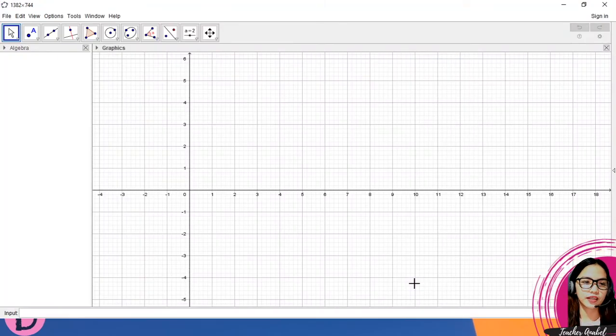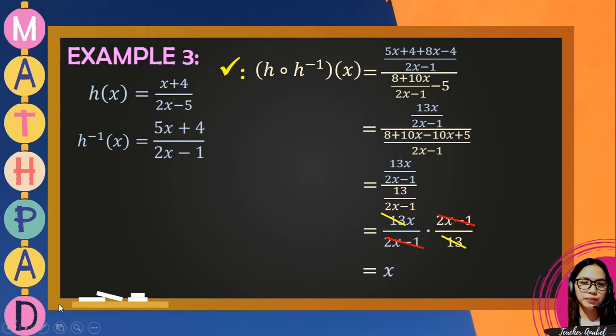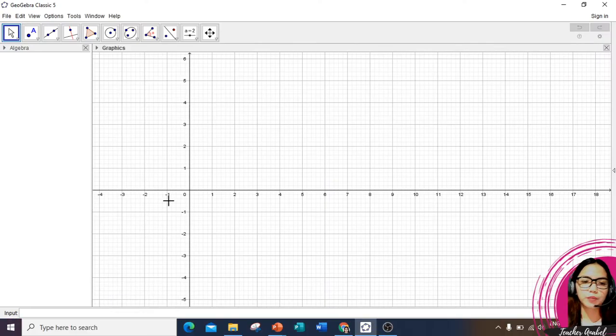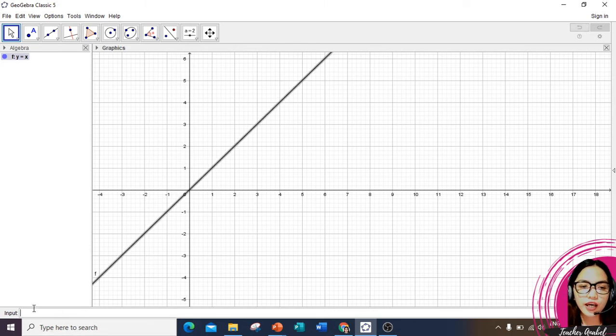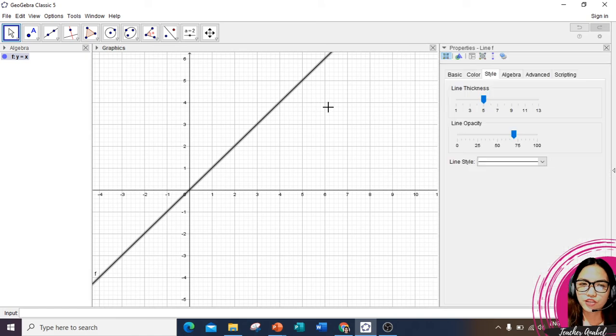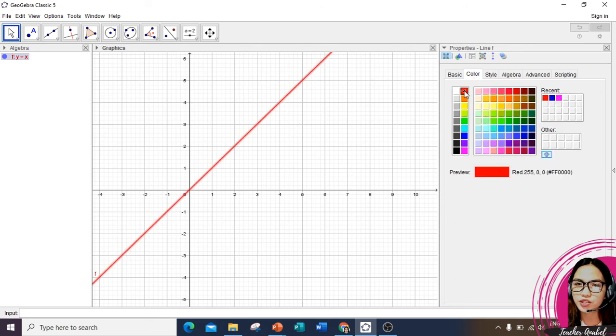Okay. So, for the first function, let us have this one. Okay. So, i-graph natin yung dalawa. So, but first, let us have a line which is y is equal to x. Okay. So, dito lang kayo mag-i-input sa baba. No? Equation. So, maglagay lang tayo ng reference line dito. So, let us change the object properties into dotted line. At hindi pwede kasi equal siya. So, we can change the color instead. So, we change it to red. Okay.